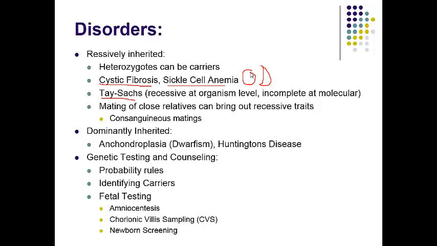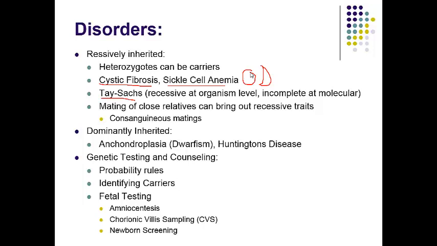Not all disorders are recessively inherited. Some disorders are dominantly inherited. One example is achondroplasia, dwarfism. That means that all normal-sized people are homozygous recessive. Someone with dwarfism could be either homozygous dominant or heterozygous. Two people with dwarfism can produce a normal-sized child because they could both be heterozygous.